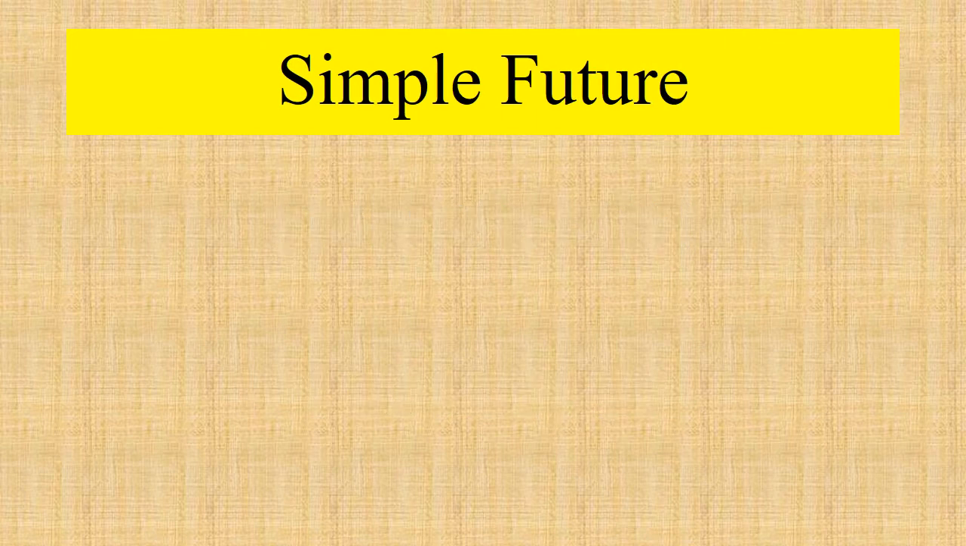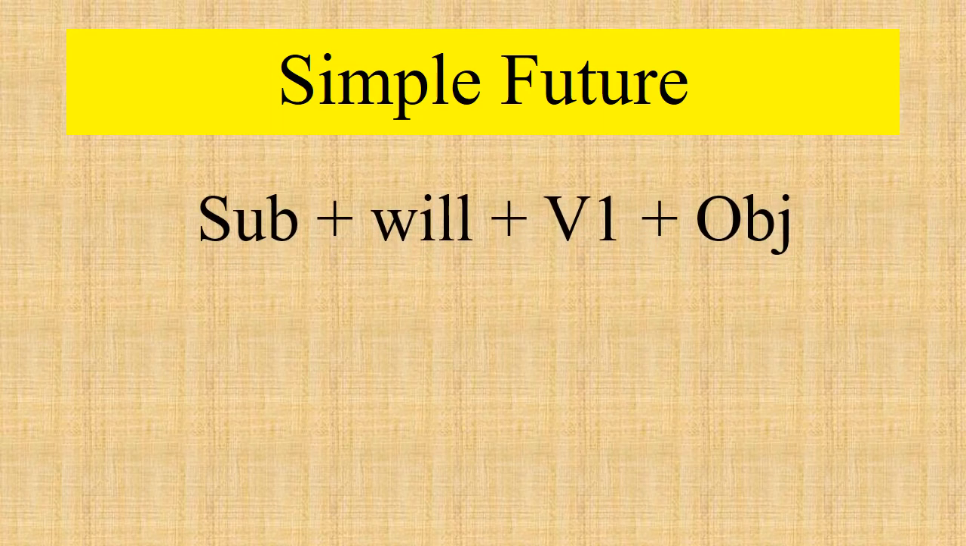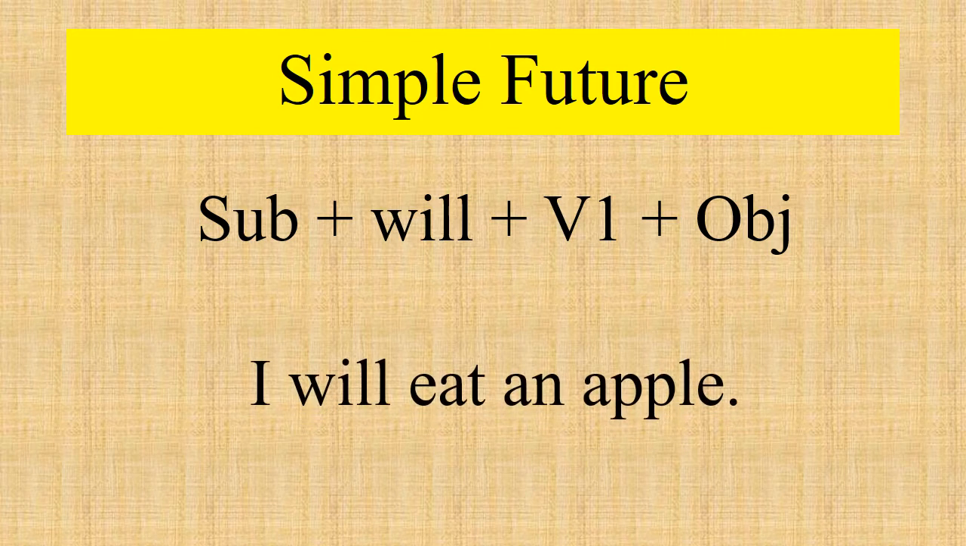Next is simple future tense. The formula for simple future tense is subject plus will plus V1 plus object. V1 is the base form of the verb that I have already discussed with you. Let us take an example. I will eat an apple. I is the subject, will plus V1, that is the first form of the verb, eat, plus object, an apple. I will eat an apple.